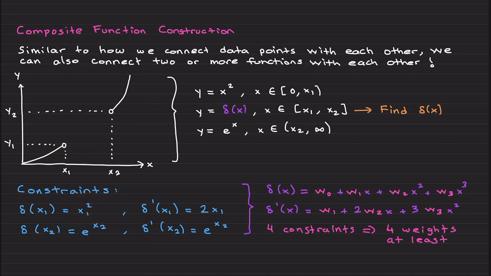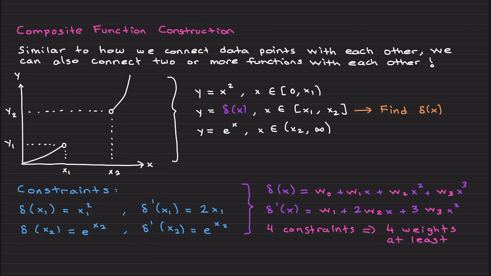Likewise, this function also includes x2, this is a closed point. So at x2, delta of x2 needs to be e to the power of x2. This point is e to the power of x2, and this point is x1 to the power of 2. You don't want to generate a function like this. This function needs to start where the first function ends, and this delta function should end where the third function starts.